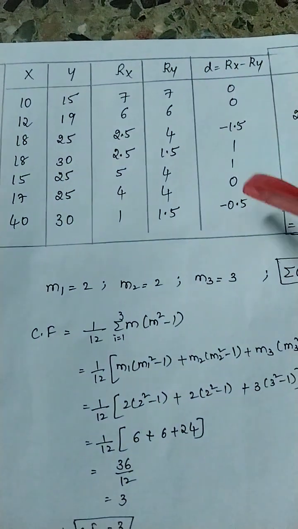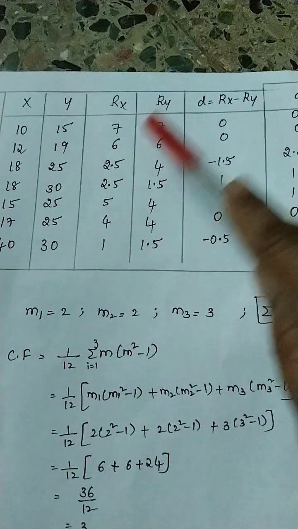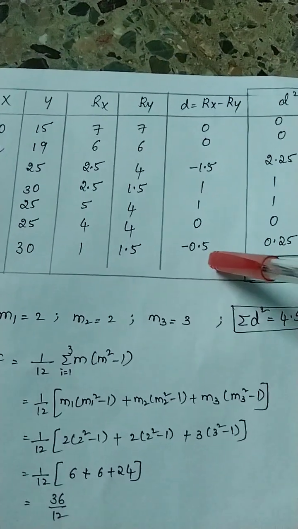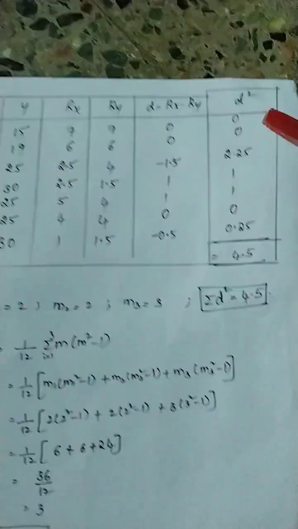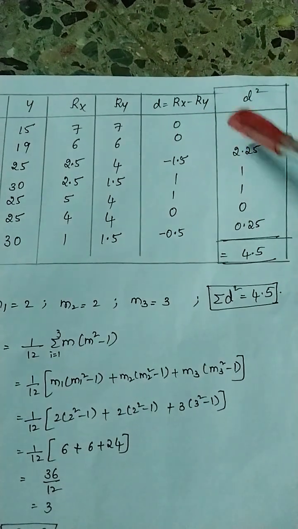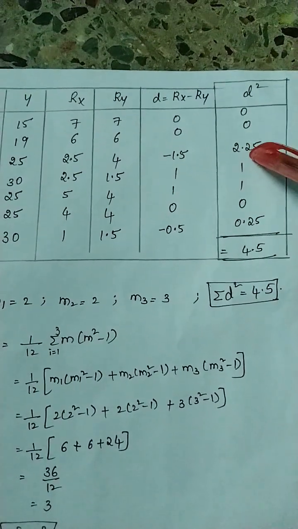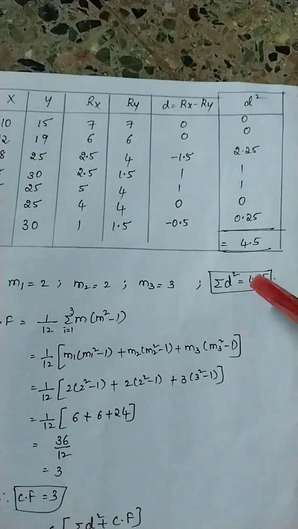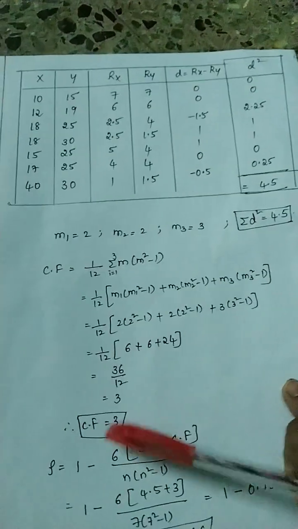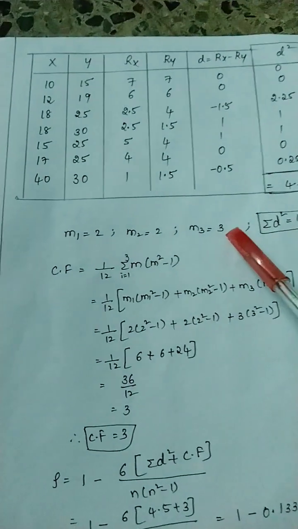So we are going to find out the value of D. D is nothing but Rx minus Ry. 7 minus 7 is 0, 6 minus 6 is 0, like that you are going to find out the remaining values. Now we are going to find out D square, that is 0 square 0, 0 square 0, 1.5 whole square 2.25, like that you are going to get the summation D square as 4.5. Here you have to give the value of m3 as 3.